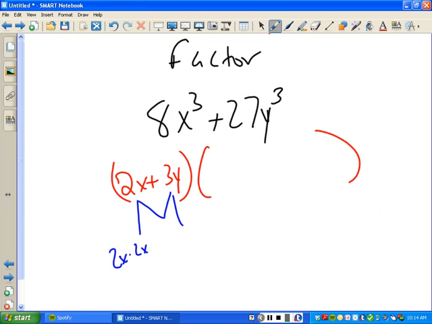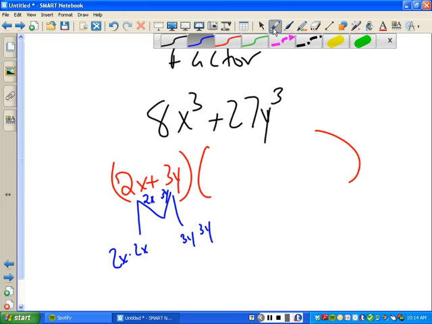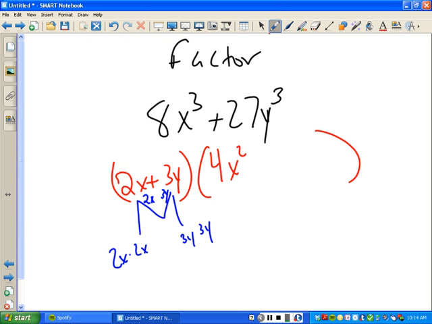2x times 2x, 2x times 3y, 3y times 3y. So you'll get 4x squared, then same, opposite, minus 6xy, plus, always positive, 3y times 3y is 9y squared. Are we straight on that? Okay. I'll leave that up for you to write down if you haven't written it down. This is your final answer.